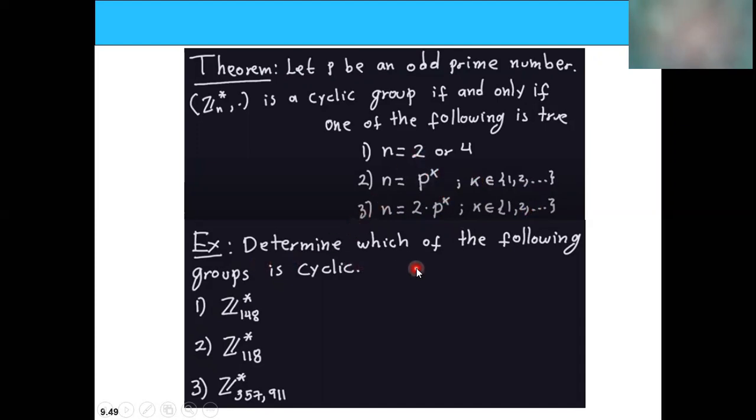So determine which of the following groups is cyclic: Z128 star, Z118 star, Z357911 star. Is it cyclic or not?